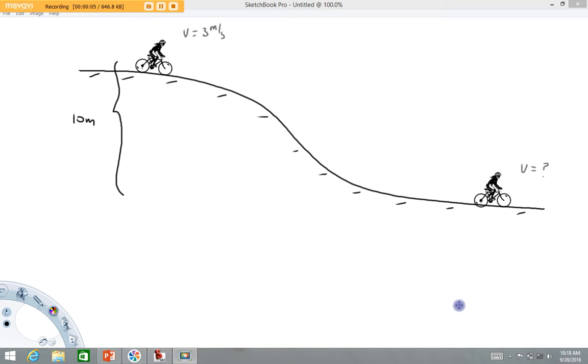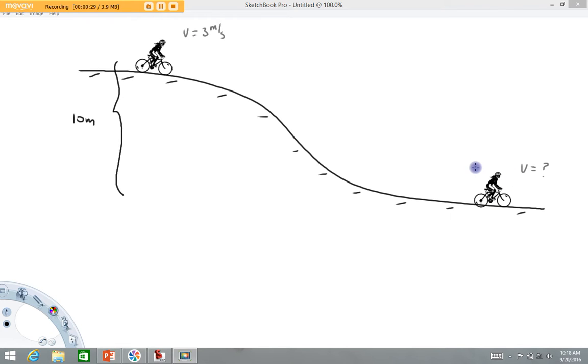The purpose of this video is to give an example of application of the theorem of work and energy. In this example, it's very similar to a video I just made. It's about this biker who's going to roll down this 10-meter tall hill. However, in this example, at the instant shown, this biker is going to have a speed of 3 meters per second. And what we're going to do is try to calculate the speed of the biker down here at the bottom.